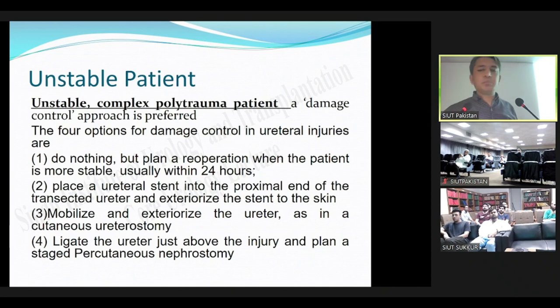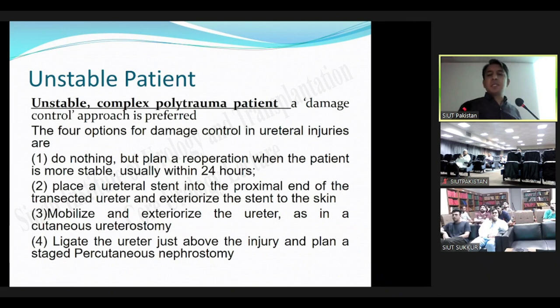Percutaneous nephrostomy should be done when the patient is resuscitated in the ICU, and then later do the definitive repair. And for option two, place a ureteral stent into the proximal end. If available, a single J stent, or at least a pediatric feeding tube, can be placed into the proximal part of the transected ureter and tied down with a suture just proximal to the transected part, so that the feeding tube or this stent should not be dislodged in the perioperative course.